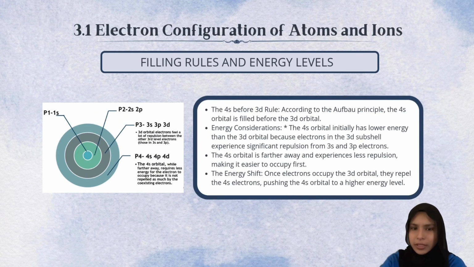However, there is an important energy shift that we must remember. As soon as electrons begin to occupy the 3d orbital, they repel the 4s electrons, pushing the 4s orbital to a higher energy level than the 3d.